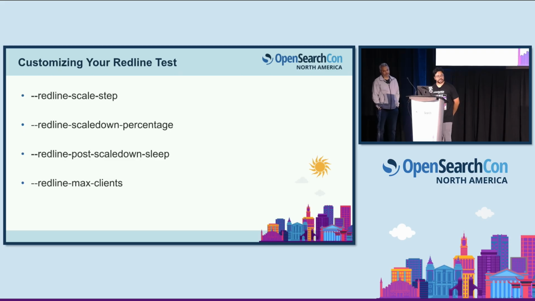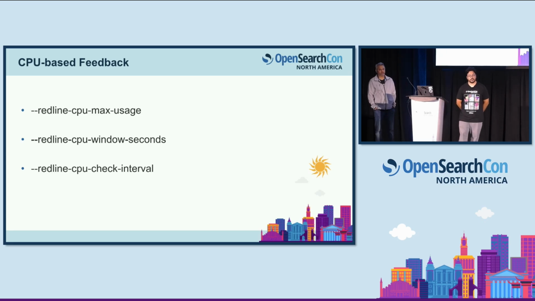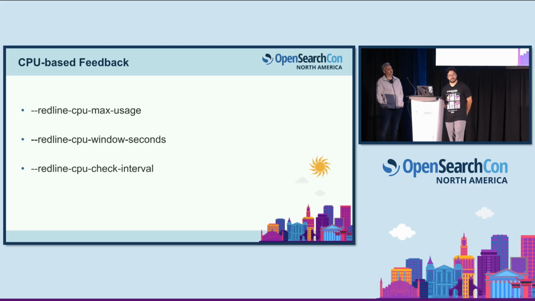Then there's the max clients flag, which defines that ceiling, so how many clients we want to spawn in the beginning. If you want to change it to 2,000, 3,000, 5,000, however many you want, you would pass that in for this flag. Then there's CPU-based feedback. There's a few more flags related here, but this basically enables OSB to, rather than scaling up or down based on request errors, scale based on your cluster's CPU usage.